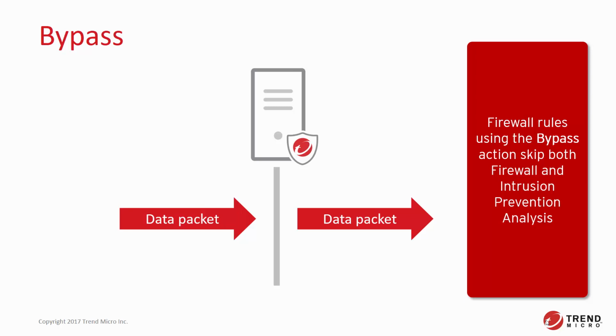Firewall rules using bypass have the following characteristics. Bypass skips both firewall and intrusion prevention analysis. Since stateful inspection is skipped for bypass traffic, bypassing traffic in one direction does not automatically bypass the response in the other direction. As a result, firewall rules using bypass are always created in pairs, one for incoming traffic and another for outgoing. Firewall rules using bypass will not be logged.